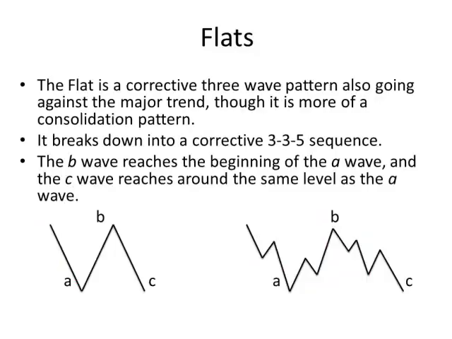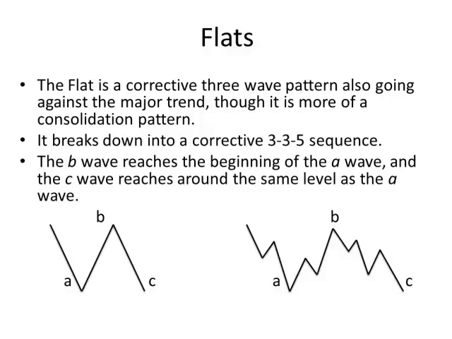Flats. The next corrective pattern we would look at is what is known as a flat, and like the zigzag, it is also a 3-wave corrective pattern. It's going to consist of the ABC waves, and it is going to go against the major trend, just like the zigzag. The main difference is that it is more of a consolidation pattern. While the zigzag pattern was either bullish or bearish, with an overall downward or overall upward movement, as we saw in the previous picture, it can also be the other way around.